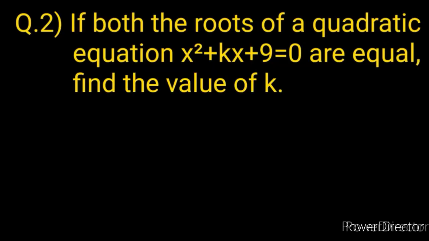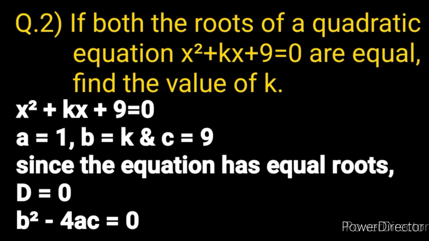Let's see another question. If both the roots of a quadratic equation x squared plus kx plus 9 equals 0 are equal, find the value of k. Now when are the roots of a quadratic equation equal? When the discriminant is equal to 0. So you have the equation, the values of a, b and c, and since the equation has equal roots, d will be equal to 0. So the condition is d is equal to 0. That means b square minus 4ac equals 0.